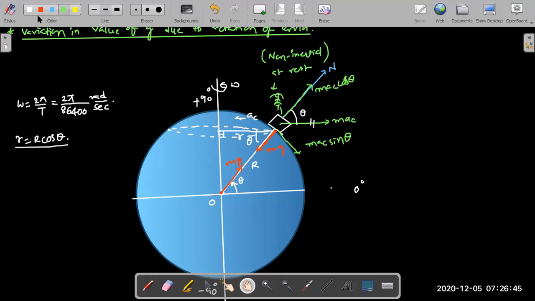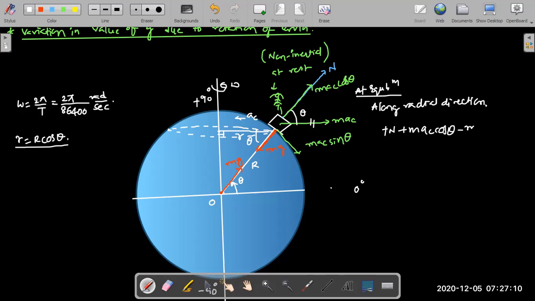Now, under the influence of all these forces, the block is at equilibrium. It is at rest, and at rest means it is at equilibrium. So along the radial direction, we can say plus N plus m a_c cos theta minus mg equal to 0. So N is equal to mg minus m a_c cos theta.